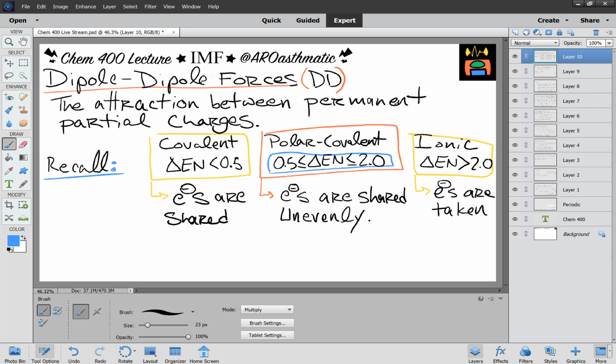If it's between 0.5 and 2.0, you're going to have a polar bond, which will have electrons that are unevenly shared. All right. So let's put this to practice.